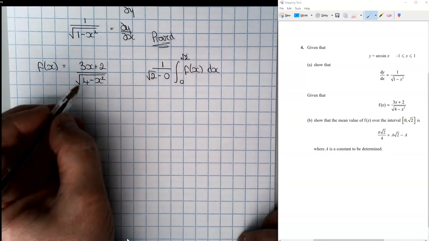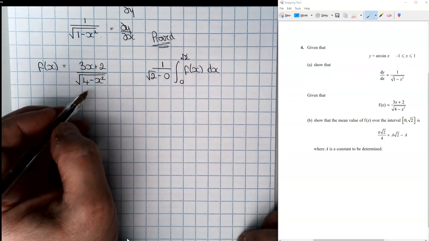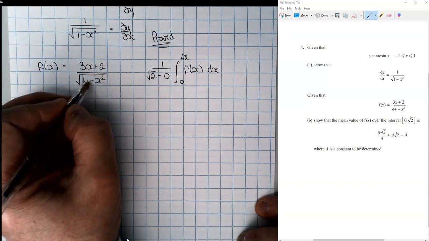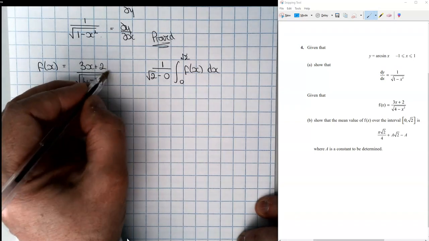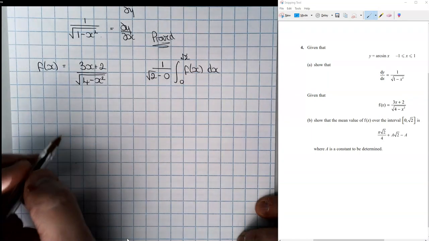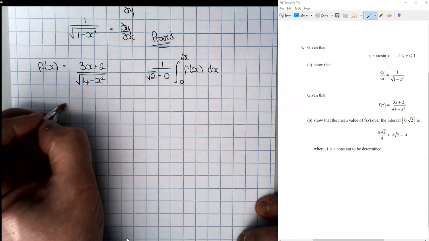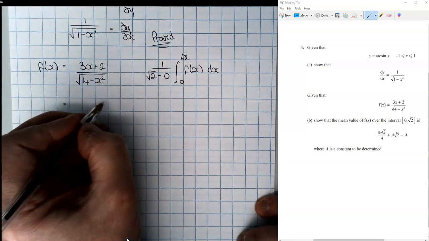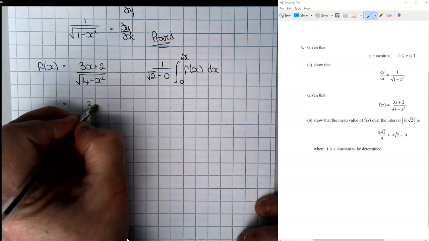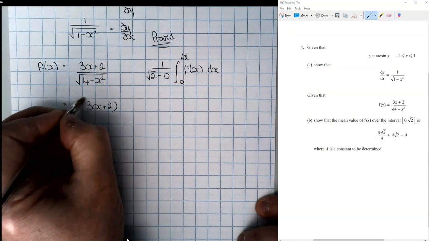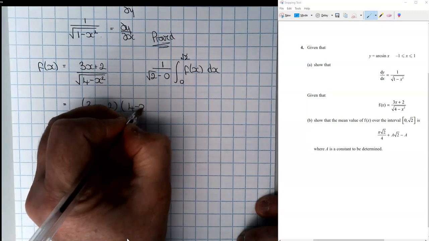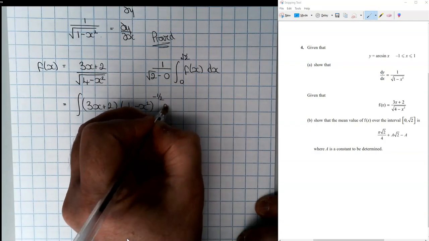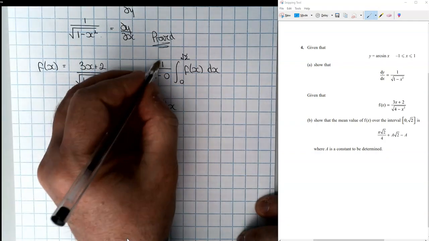Now, we're going to have to split this somehow. If the top isn't the differential of the bottom, it's not the differential of the bracket, so we've got an issue. So we're expecting to split this numerator into two fractions. So if I write this as 3x plus 2 times 4 minus x squared to the minus a half dx, and that's 1 over root 2.